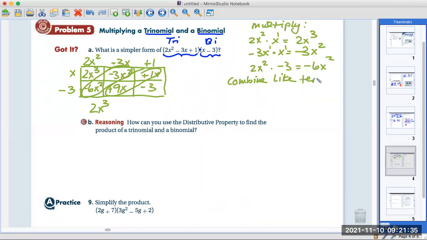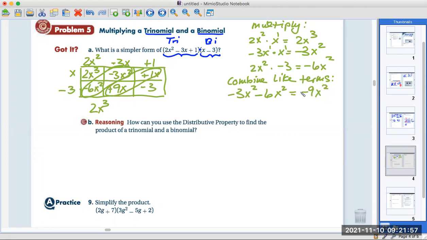Combine like terms is adding and subtracting. So you don't add your powers, your exponents. You only add your numbers in front. Negative 3x squared minus 6x squared. Notice how those are like terms, the same variable raised to the same power, and we're adding or subtracting.